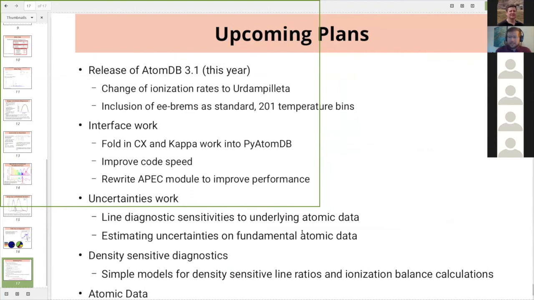Okay, I probably am out of time, so I'll just leave you the slide showing our upcoming plans for the rest of the year, and you can ask any questions.